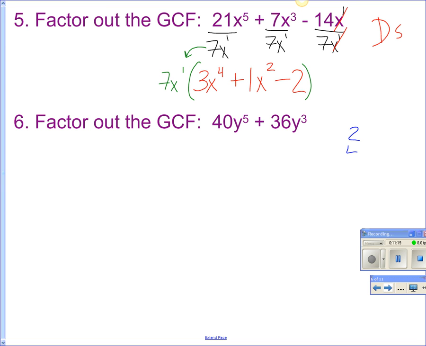Okay. Let's check the next even number. What's the next even number? Will 6 go into 40? Will 6 go into 36? Yeah, but it's got to go into both of them. So, you could keep checking them, but 4 is the one that works for this one. So we're going to divide them both by 4.